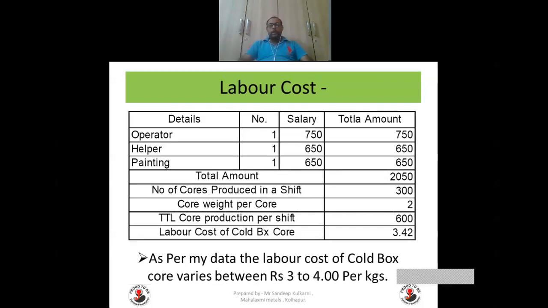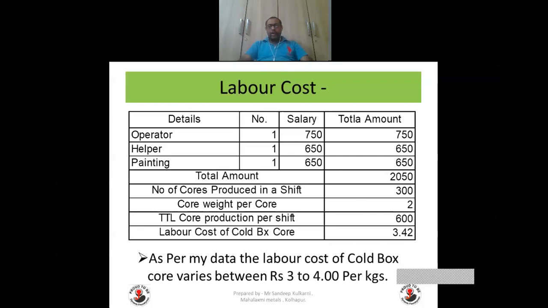Let us calculate labor cost here. I have considered a team of three operators, three persons, and in one shift they are producing 300 cores. Each core is of 2 kg weight. So per shift they are producing around 600 kg of core weight. Considering their CTC salary of 3 persons, the labor cost here comes around 3 rupees 42 paisa per kg of core weight.